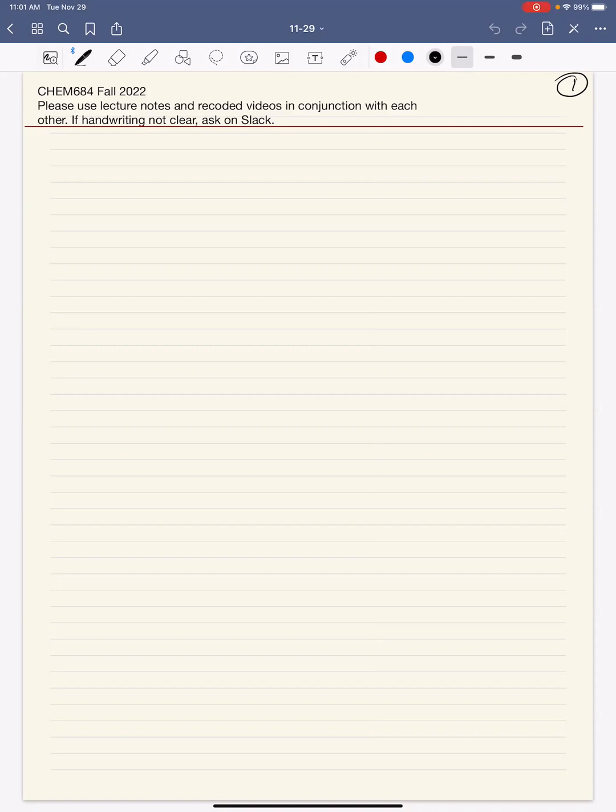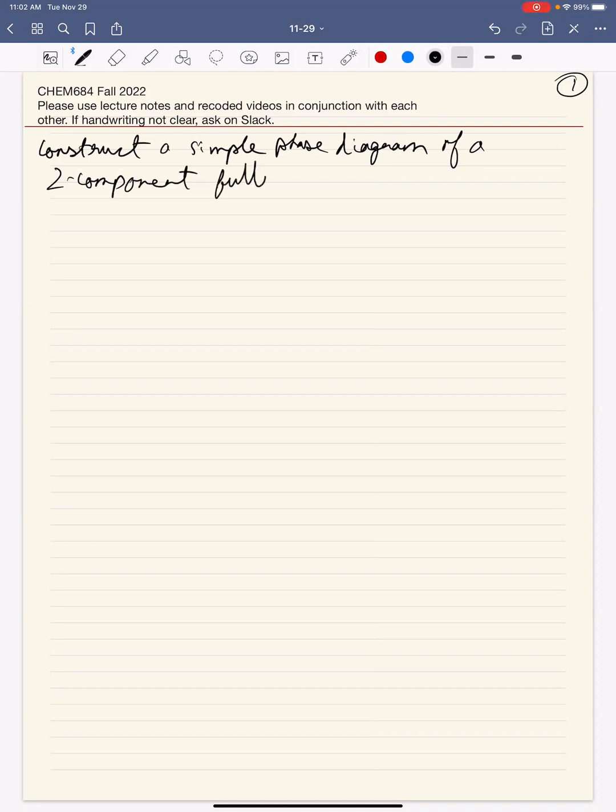Let's talk a little bit more and try to construct a simple phase diagram of a two-component fully mixable system with two phases. And these two phases could be solid liquid. These two phases could be anything. I will assume they are called liquid and vapor, okay?